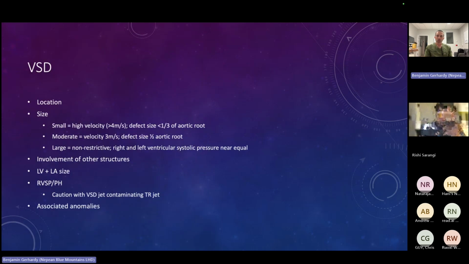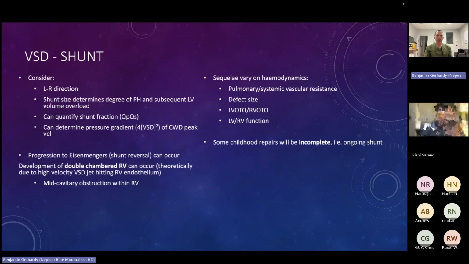Things about VSDs: you want to know where it is, you want to know its size, how the blood flow is, and if it's involving other structures. Then the flow and effects, as you do for any valvular lesion, upstream and downstream. VSD is the same. You want to think about the left atrium, you want to think about the right heart. So you consider flow direction, consider quantifying the shunt, and I've got a slide on that in a second. And remember that if the sonographer gets a really nice alignment and you're reporting it, then you can actually determine the pressure gradient across your shunt.